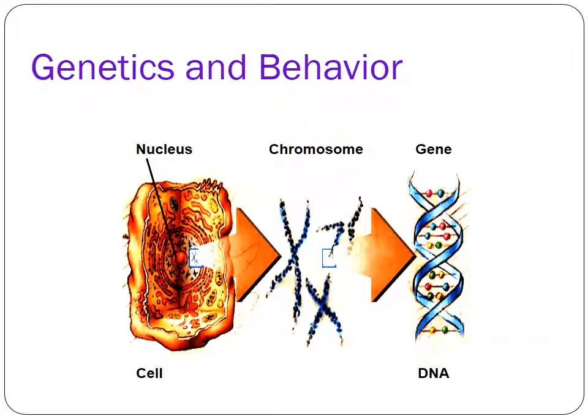Again, this just takes those concepts and puts them back into a little bit more order for you. So in every cell, we have a nucleus. In the nucleus, you have your chromosomes. Your chromosomes are going to have strands of DNA, and within the DNA, you're going to have pairs of genes.